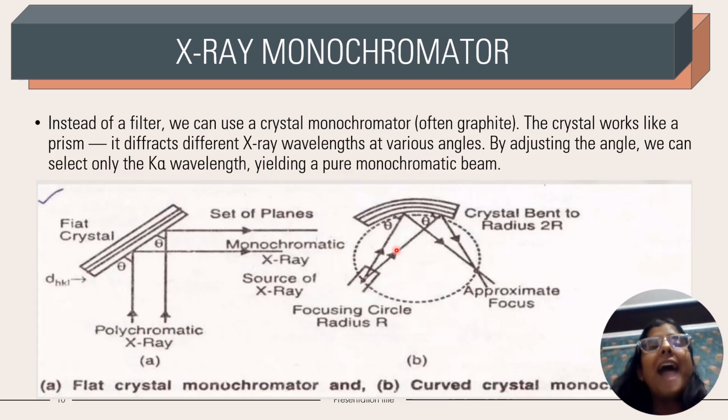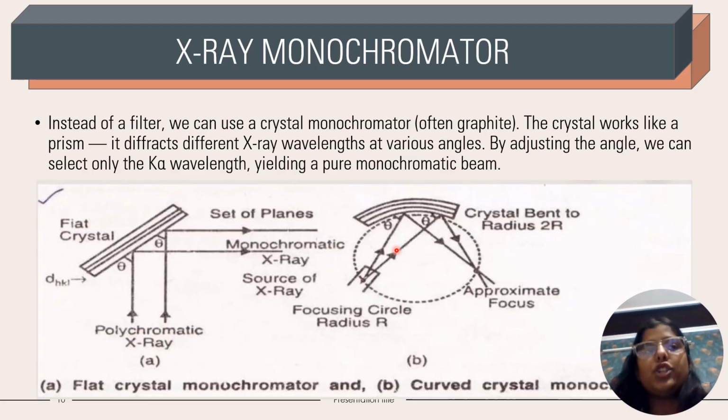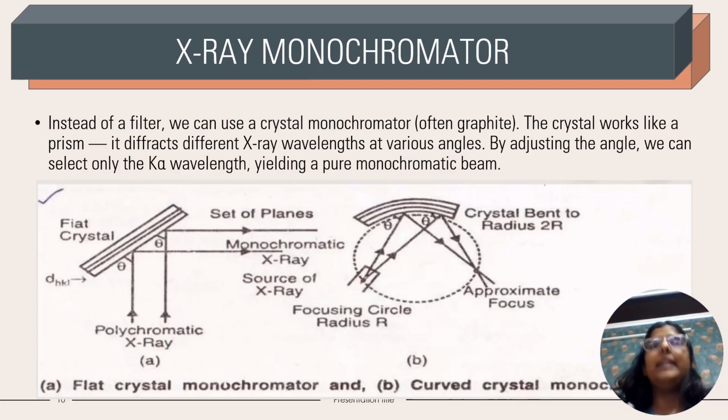So while a flat crystal selects the wavelength, a curved crystal does the same thing but also focuses the beam, giving us higher intensity and better quality. This is especially useful in high precision X-ray diffraction experiments like single crystal XRD setups. So a filter can roughly remove unwanted wavelengths like K beta and the white radiation, but a crystal monochromator can precisely select only one wavelength, usually K alpha, making the beam truly monochromatic. And by curving the crystal, we can also focus that beam for better intensity.